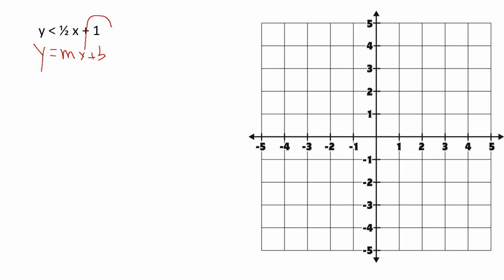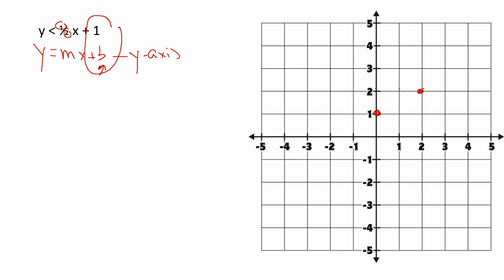Remember, always plot your b first, and b is where it crosses the y-axis. So in this case, our b is +1. Then our m is our rise over run. From the b, we're going to rise 1, run 2 because it's positive. We're going to rise up 1, go over 2, and there's my point.